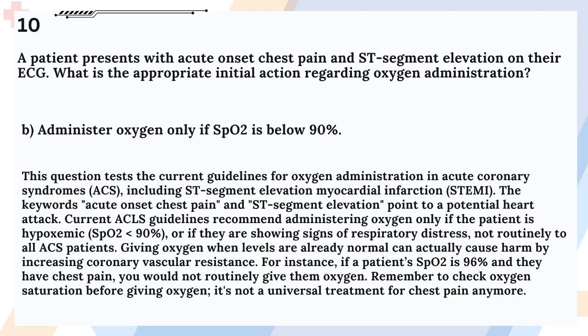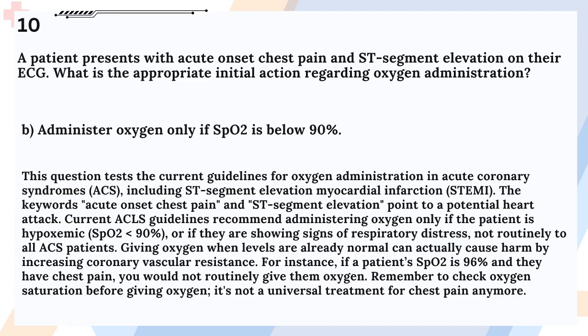This question tests the current guidelines for oxygen administration in acute coronary syndromes, ACS, including ST segment elevation myocardial infarction, STEMI. The keywords acute onset chest pain and ST segment elevation point to a potential heart attack. Current ACLS guidelines recommend administering oxygen only if the patient is hypoxemic, SpO2 less than 90%, or if they are showing signs of respiratory distress, not routinely to all ACS patients. Giving oxygen when levels are already normal can actually cause harm by increasing coronary vascular resistance.